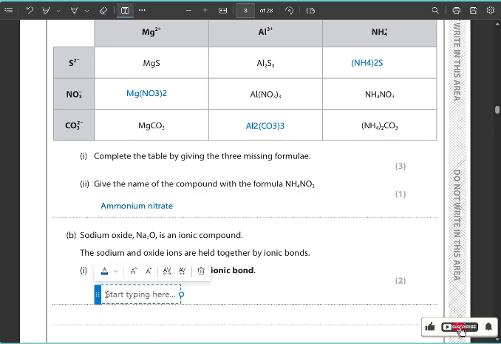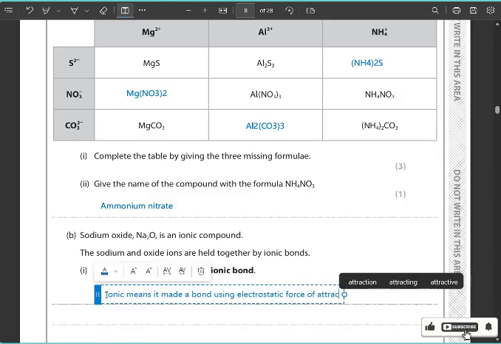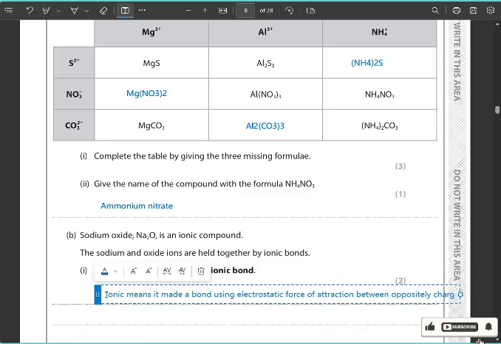The ionic bond means it is a bond made using electrostatic force of attraction between oppositely charged ions.